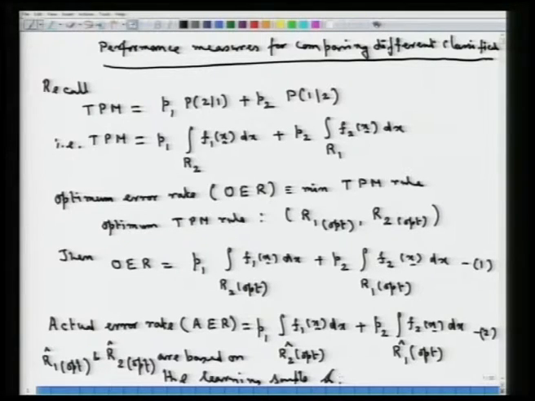Now, if you look carefully at this OER or AER, although the AER has this estimate in it, we still keep F1(x), F2(x). So, these quantities are still unknown.